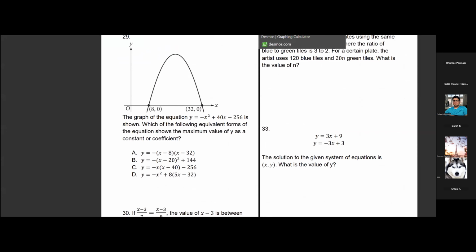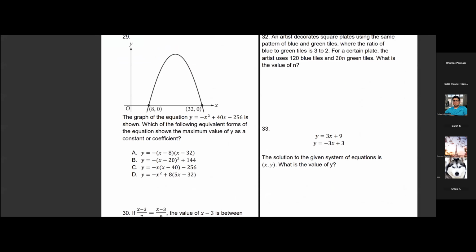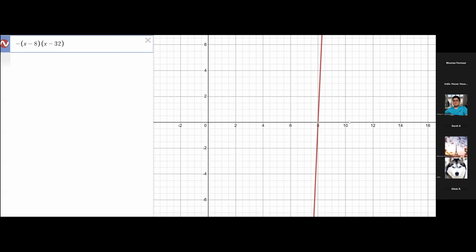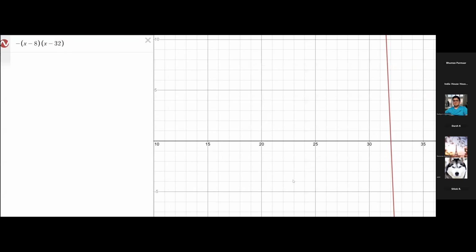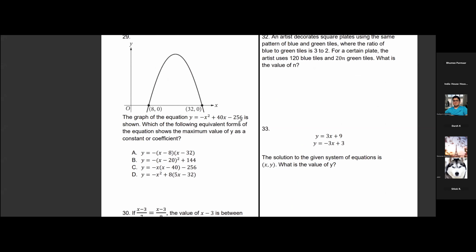So y equals negative x minus 8, x minus 32. Since this is the calculator section, we are allowed to use a calculator. So this is at negative 8, 0, and 32.0, and 144. So this is negative 256. So this is not correct. It's not answer choice A.